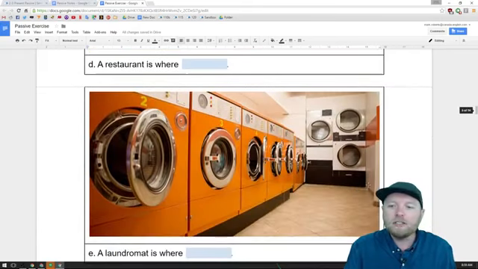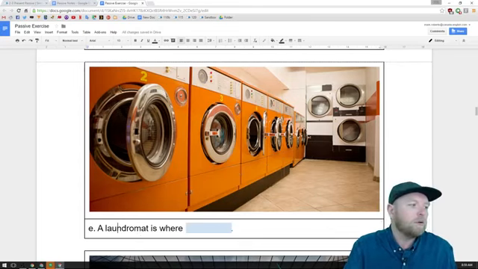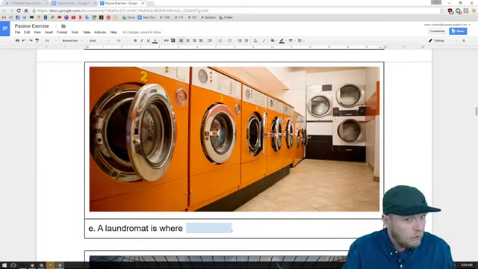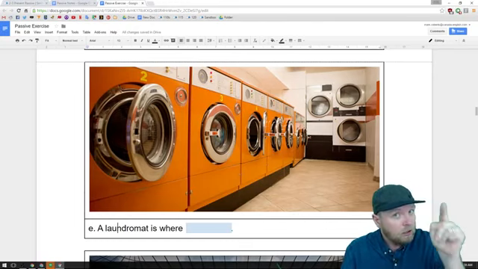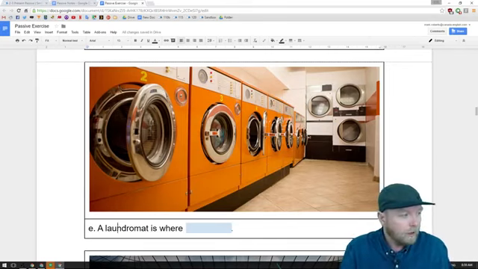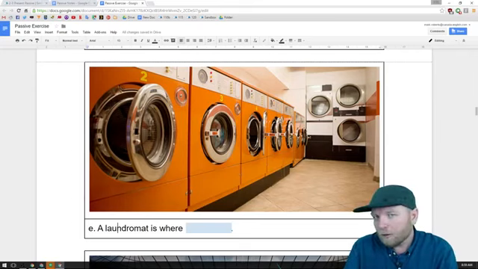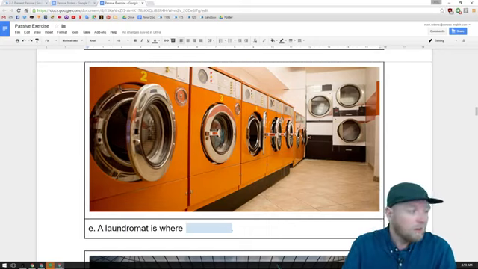E, this is called in English a laundromat. It's kind of a strange word, right? A laundromat is where people, if you say people, don't use passive because people are the doer, right? What's the receiver? Of course, what's the action? The action is wash, right? So what's the receiver of wash? Laundry or dirty clothes, right?